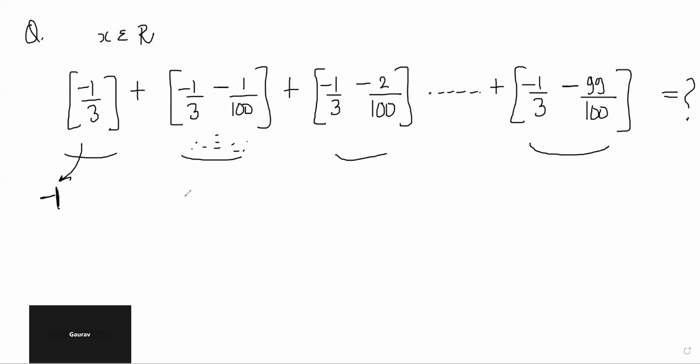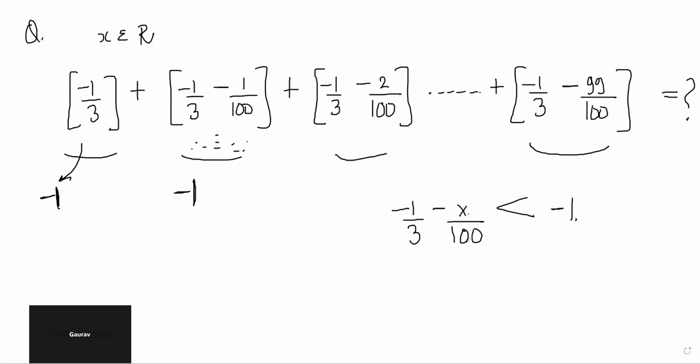Sir, it should be also -1. When will it become -2? Is there a possibility when it becomes -2? When the inside thing will also be -2, right? Yes. Let's think of when the inside part is going to be less than -1. Anytime it becomes less than -1, the GIF will become -2, right? Yes. Do you understand what I'm saying?